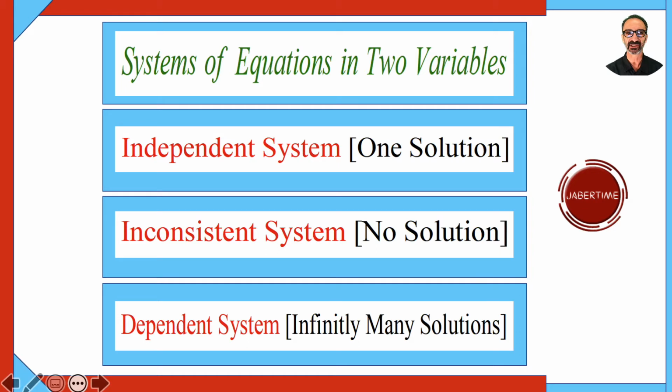Today I'm going to go over systems of equations in two variables and the three cases: independent system, inconsistent system, and dependent system. Of course, with some examples. Let's get into it.